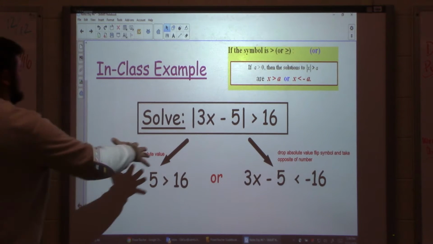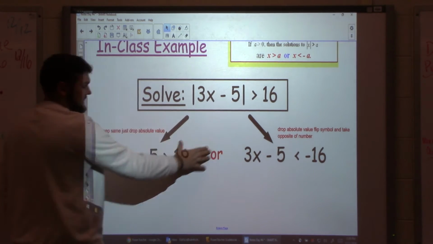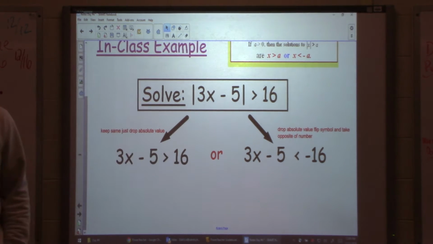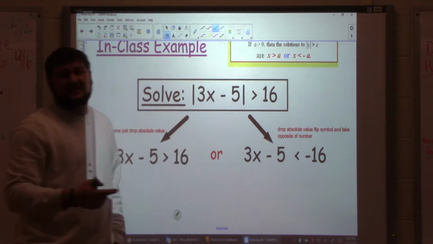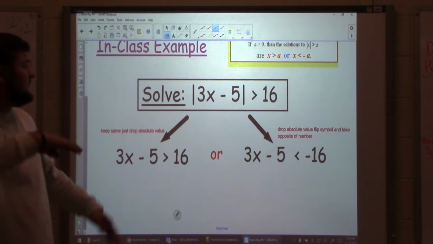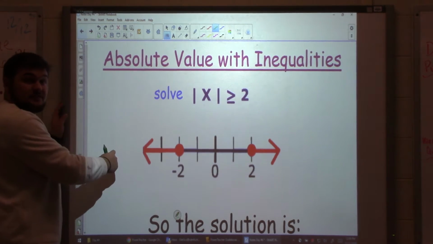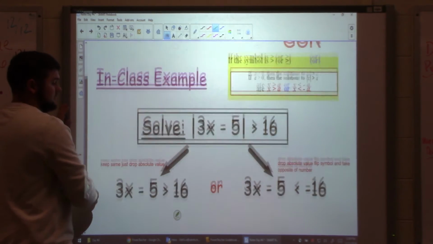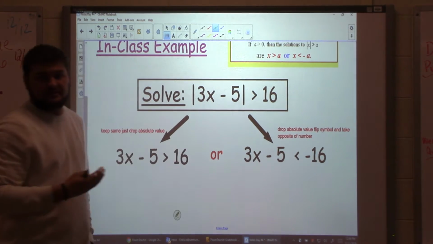What's going to happen is you're going to keep one of them the exact same, just drop the absolute value. Take 3x minus 5, this will be greater than 16. And then we're going to say, or, 3x minus 5 is less than negative 16. Just how we said x could be greater than 2 or less than negative 2, this could be the same thing here. We're going to say either greater than 16 or less than negative 16.